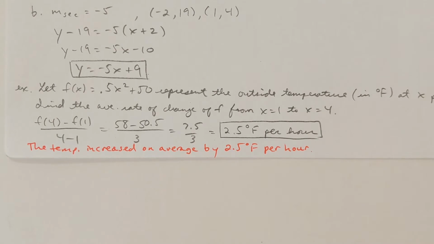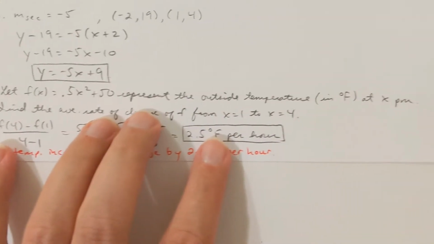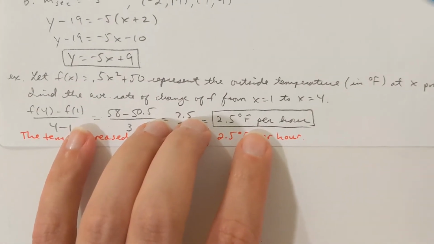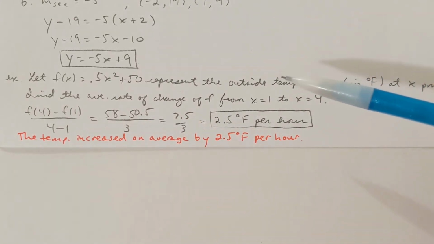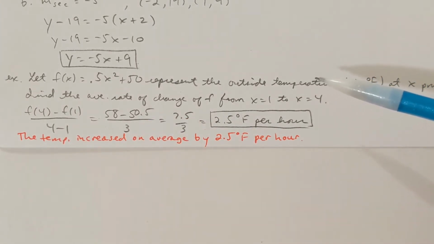Let f of x be equal to 0.5x squared plus 50 represent the outside temperature in degrees Fahrenheit at x p.m. Find the average rate of change of f from x equals 1 to x equals 4.